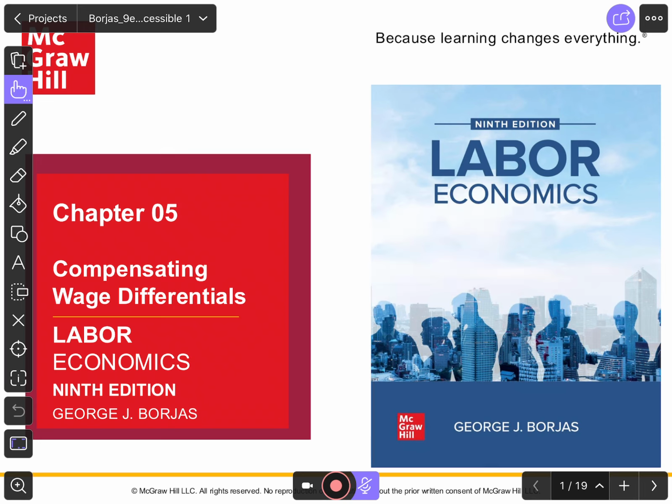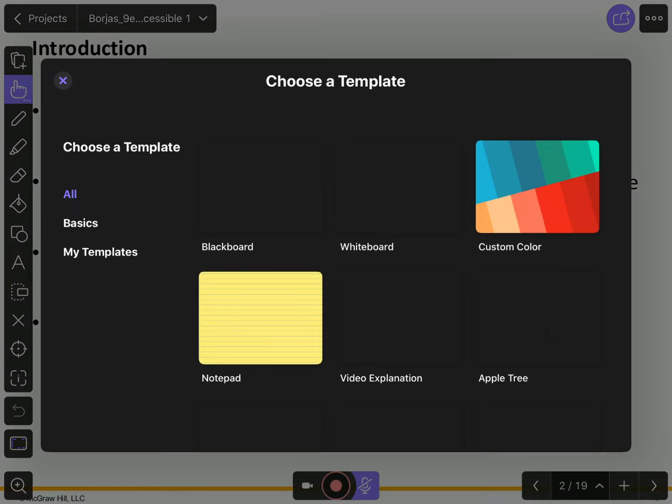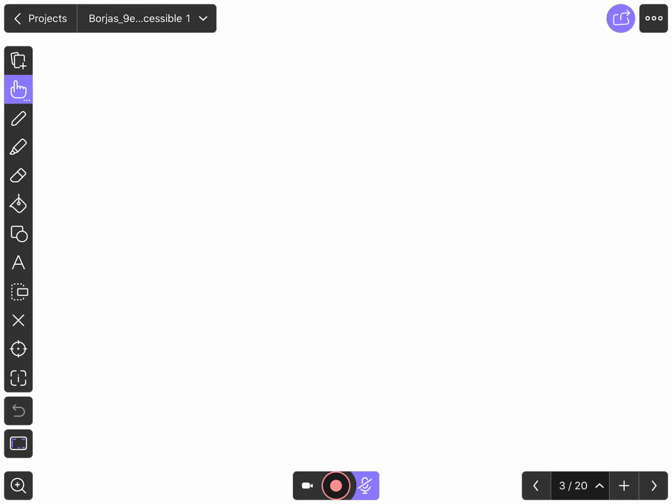Hello everyone. So in this video we're going to go over the most important points in chapter 5, which is about the compensating wage differential. Before we start, let me first go over the most important points that we covered so far since the beginning of this course. Before this topic, we assumed that we have a perfectly competitive labor market.